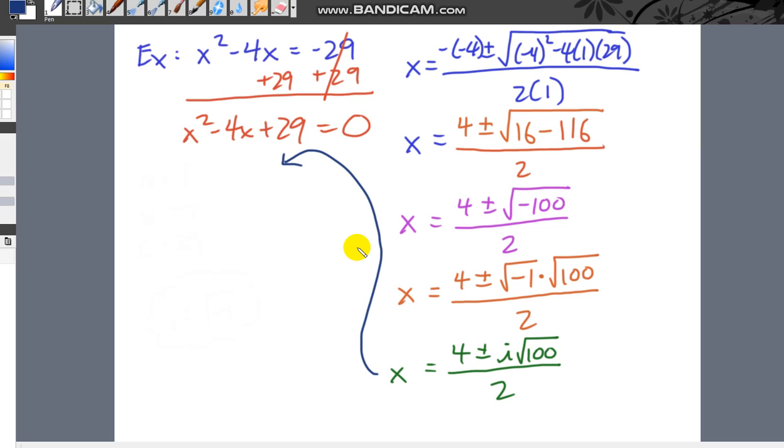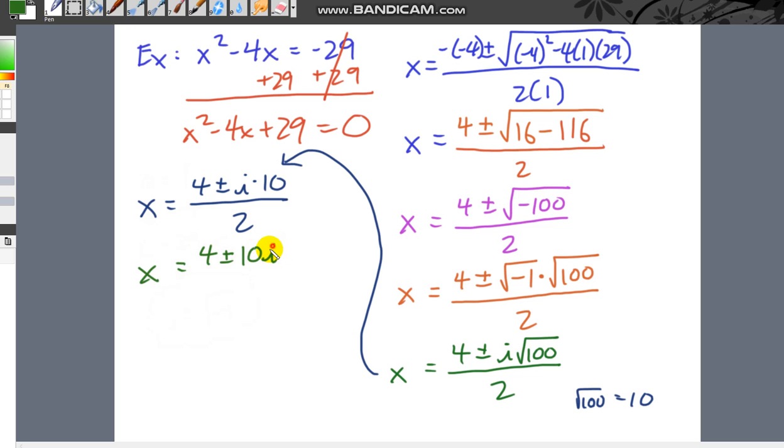The square root of 100, if you don't know, is 10, right? So we get x equals 4 plus or minus i times 10, and then we divide that by 2. In other words, we can also flip the order of these numbers around. By doing so, we get x equals 4 plus or minus 10i divided by 2. Now we want to divide the 2 into each of the numbers here and here. So x equals 4 divided by 2 plus or minus 10 over 2 i.